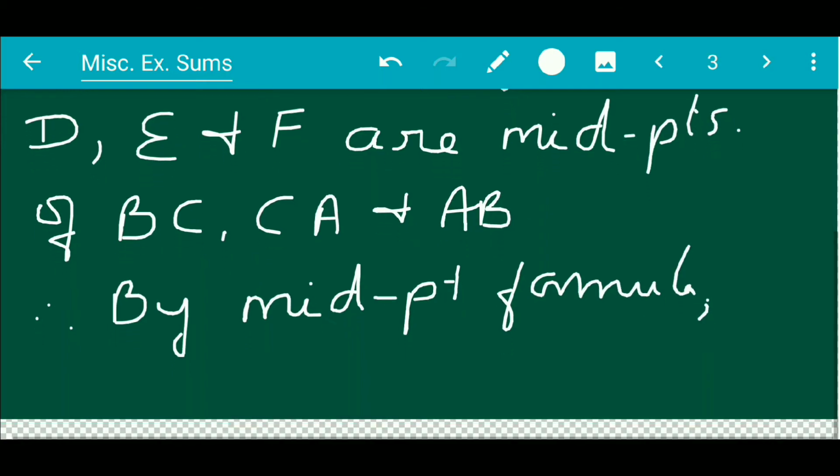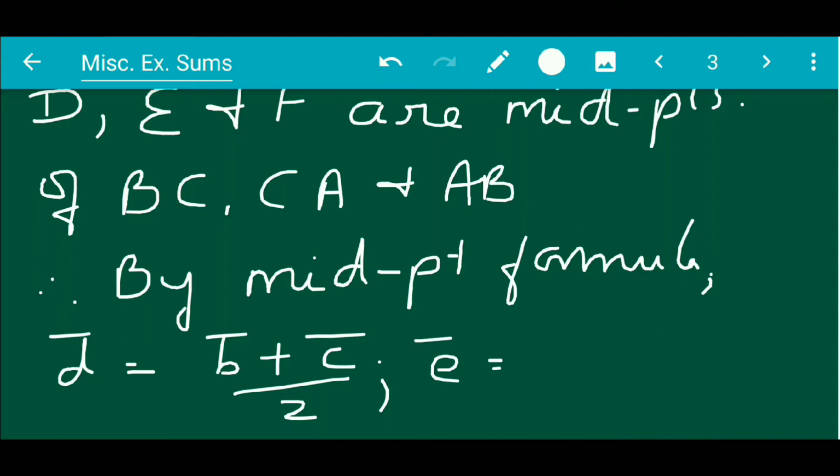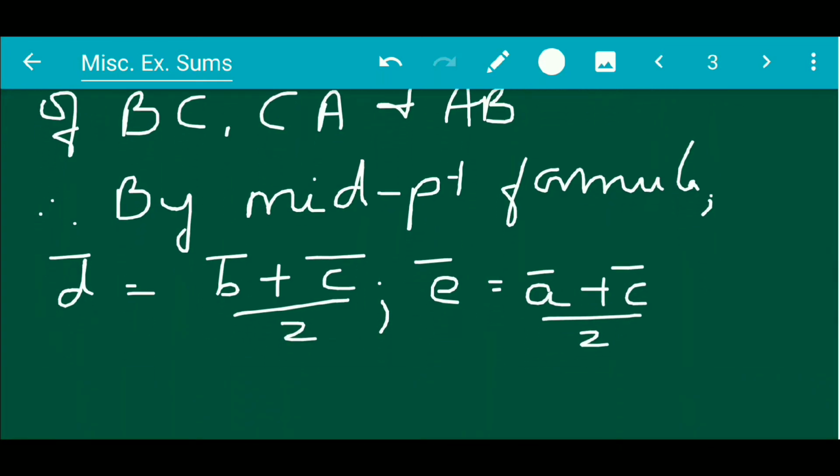We have D bar is equal to B bar plus C bar upon 2. Similarly, we have E bar is equal to A bar plus C bar upon 2. And in the same way, F bar is equal to A bar plus B bar upon 2.